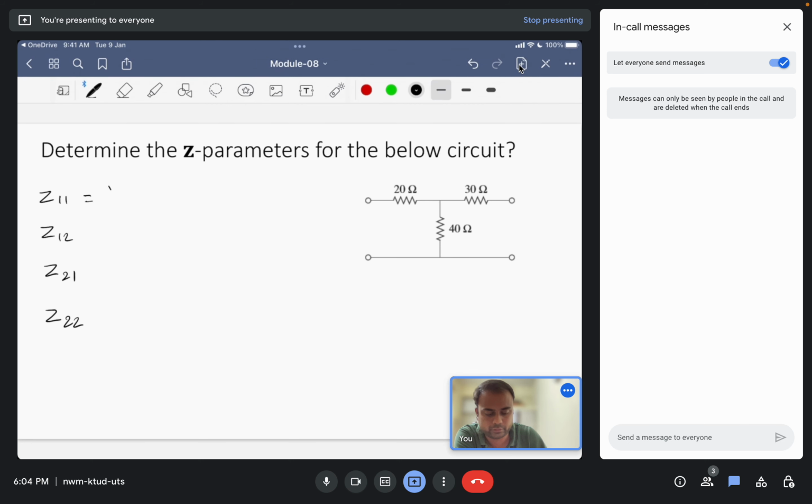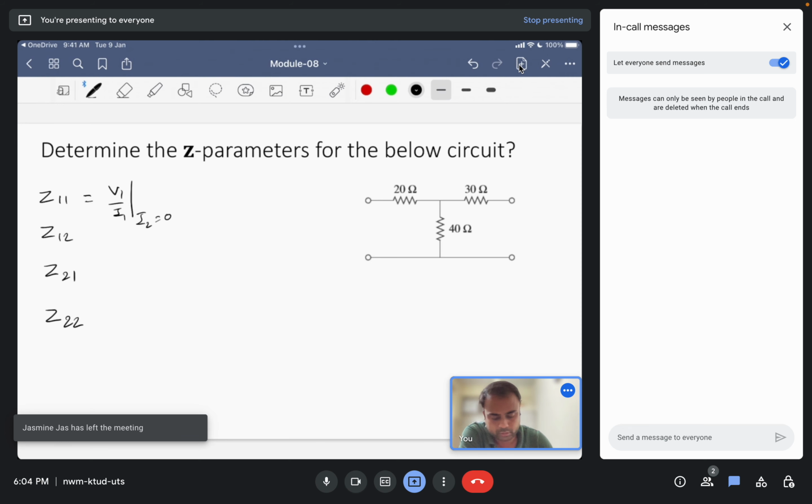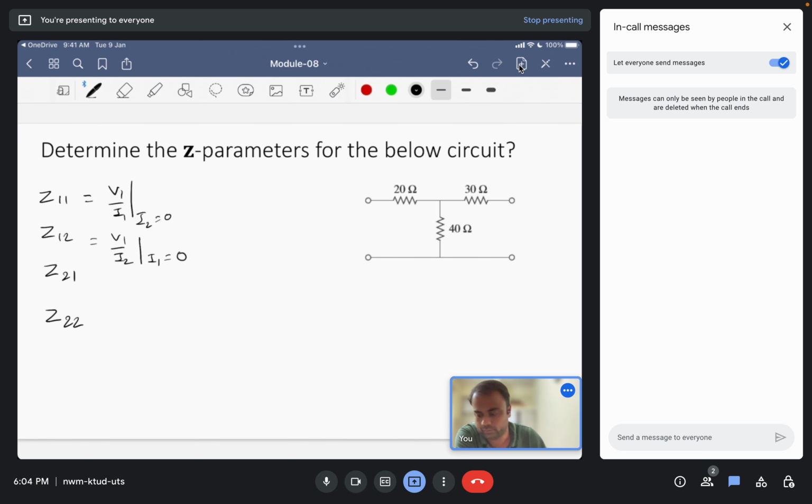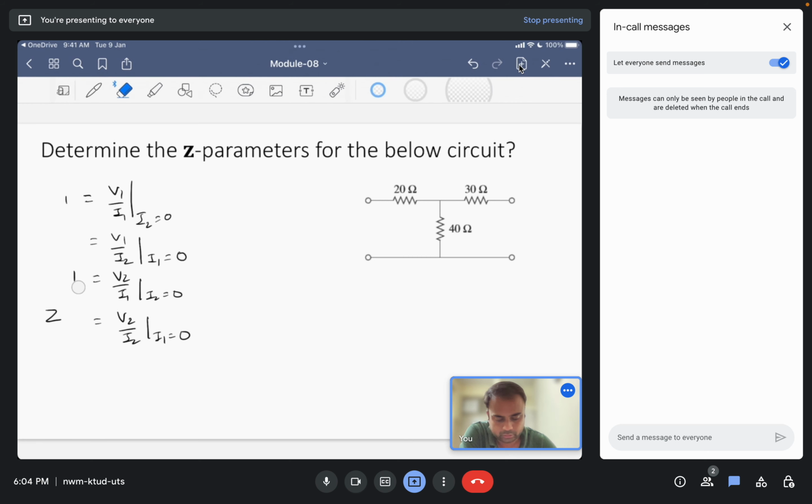Z11 is V1 by I1, given that I2 is 0. Similarly, Z12 is V1 by I2 given I1 is 0, and Z21 is V2 by I1 given I2 equals 0, and Z22 is V2 by I2 given I1 equals 0. We'll calculate all these values one by one. So let us start with calculating Z11.